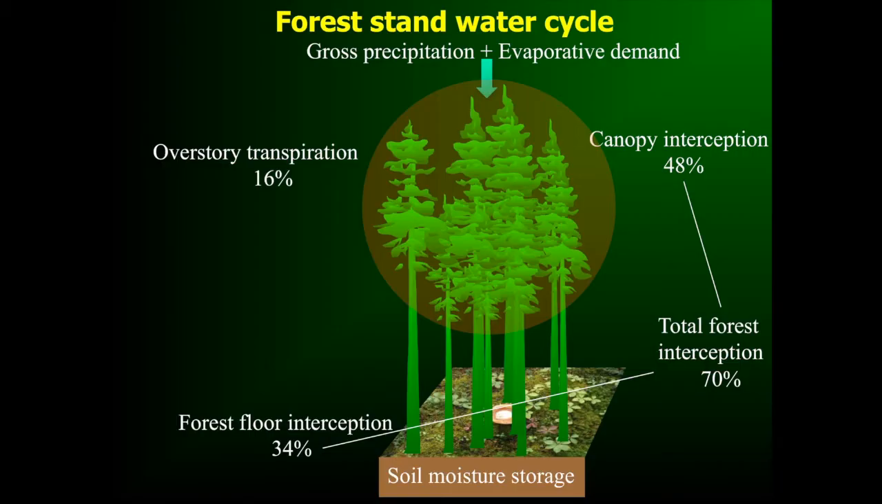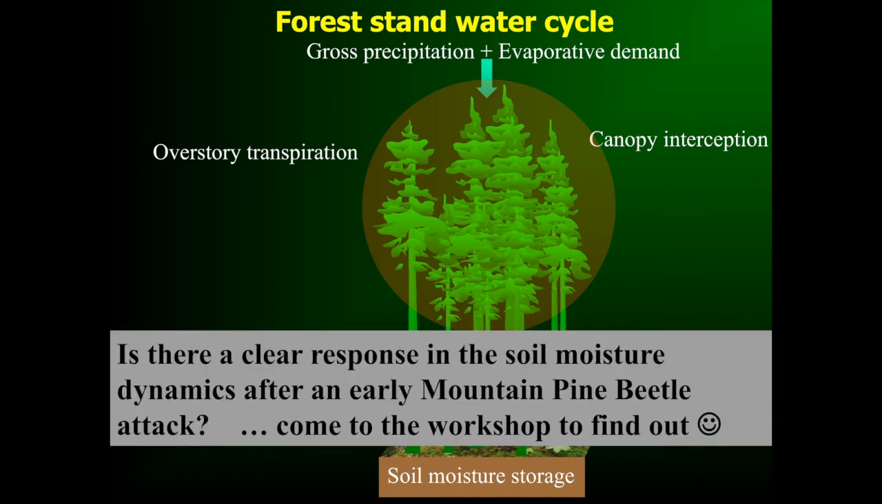So overall, the water balance, we have that the main component in the water balance in this forest is by far the total forest interception at 70%. The main component of this was the canopy interception at 48%, and the forest floor, which is still fairly neglected in the literature, has a substantial effect here at 34%, and the overstory transpiration being only 16% in the water balance. Now, do we see a footprint with this relationship in the soil moisture? Well, you better go to this workshop if you want to find that out.